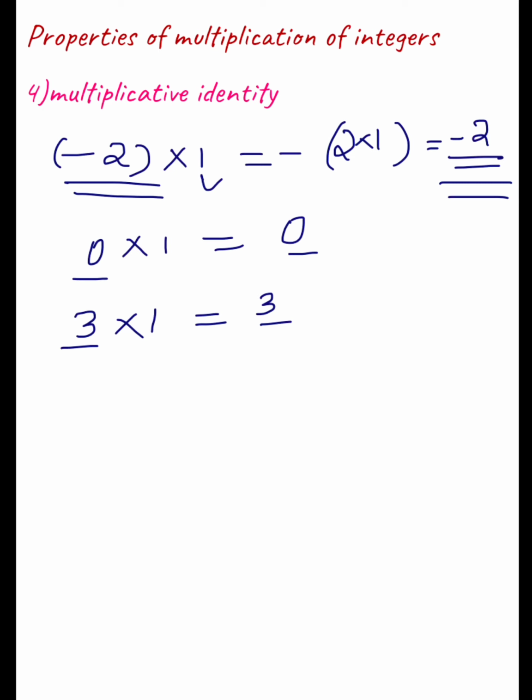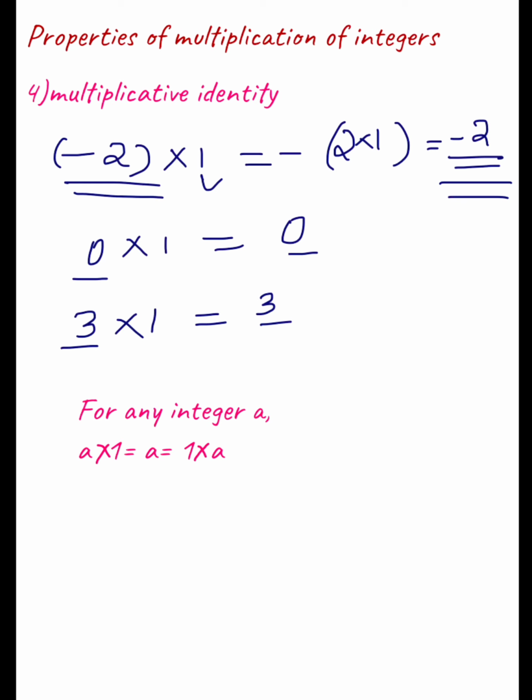That means whenever any integer is multiplied by 1, we will get the same integer itself. So 1 is the multiplicative identity for integers. Or you can say, for any integer A, A into 1 equal to A, which is equal to 1 into A. This is what multiplicative identity says.